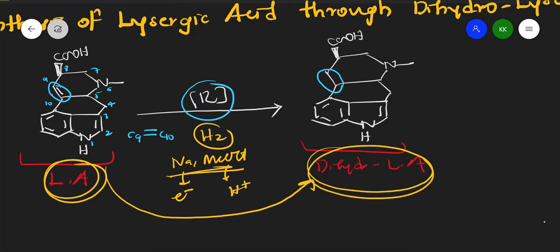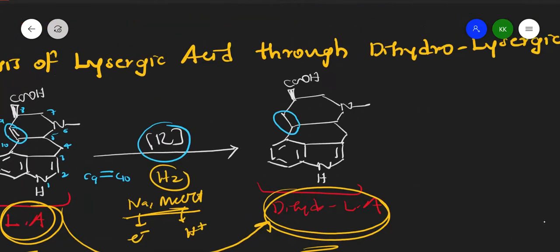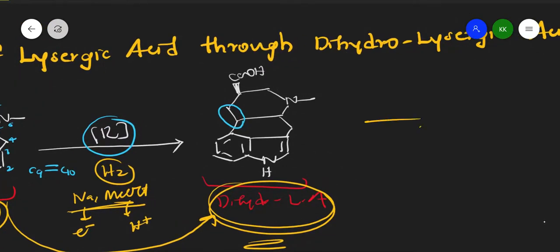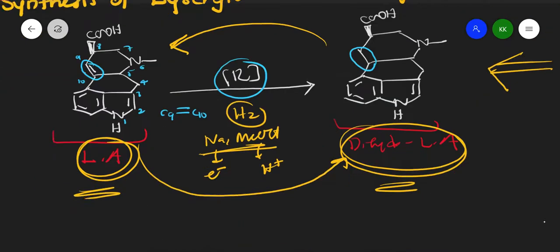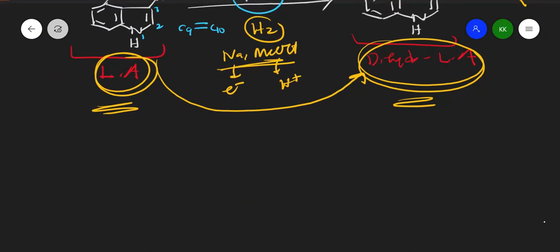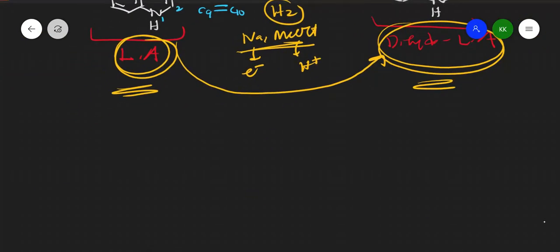But we synthesize lysergic acid through dihydrolysergic acid. Means while synthesizing, first we will synthesize dihydrolysergic acid, and from that dihydrolysergic acid, we will get lysergic acid. There we will add some oxidizing agent, which we shall see now. So let us concentrate on that.